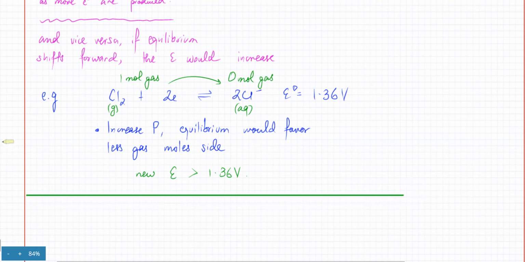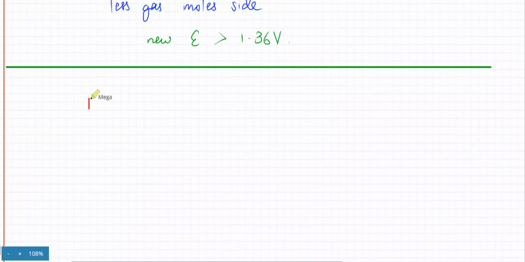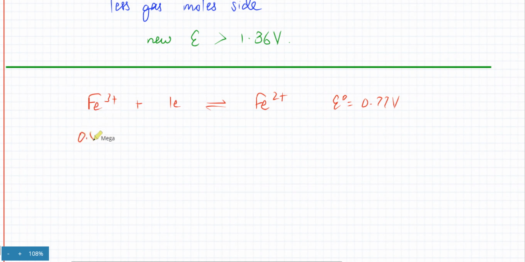Similarly, here's another reaction. There is Fe3 plus 1 electron in equilibrium with Fe2 plus, and this is 0.77 volts. So let's say the Fe3 plus concentration is 0.5 mole per dm cube, and the Fe2 plus ions are 1.2 mole per dm cube.